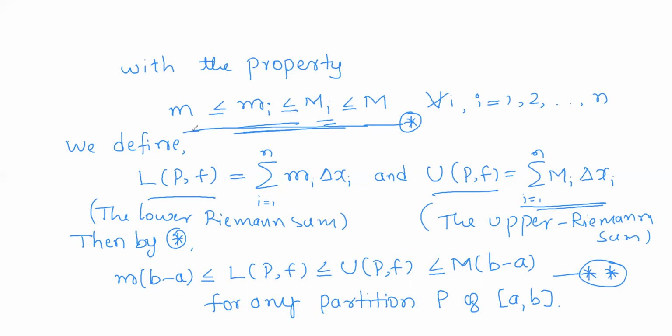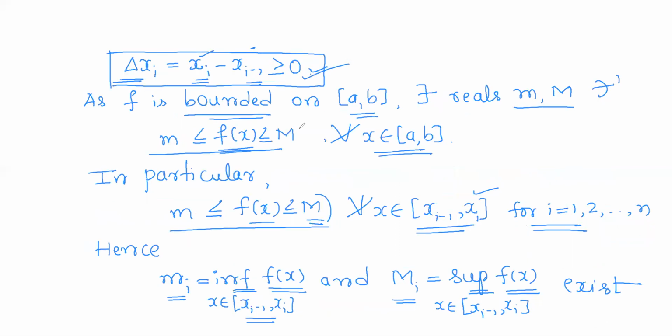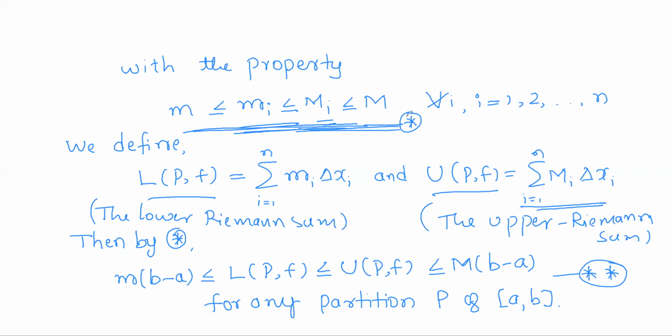And using this inequality, multiplying by delta x_i, as delta x_i is non-negative, we multiply this inequality by delta x_i. As it is non-negative, the inequality remains the same, and take the summation on each term. Finally, you will get this relation. As I have already explained in the definition of the Riemann integral, you can refer to the previous videos. So on multiplying delta x_i to this inequality and taking the sum of all terms as i varies from 1 to n, you will get the relation double star.